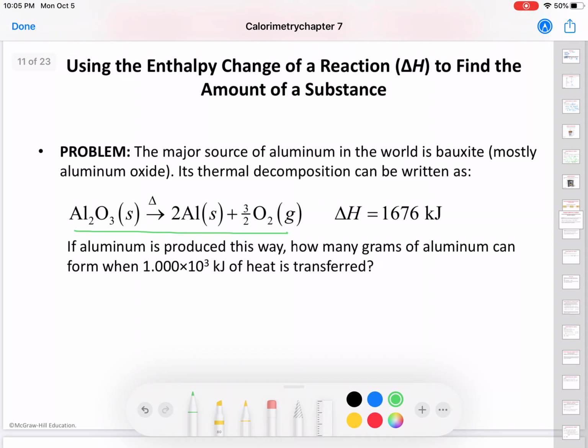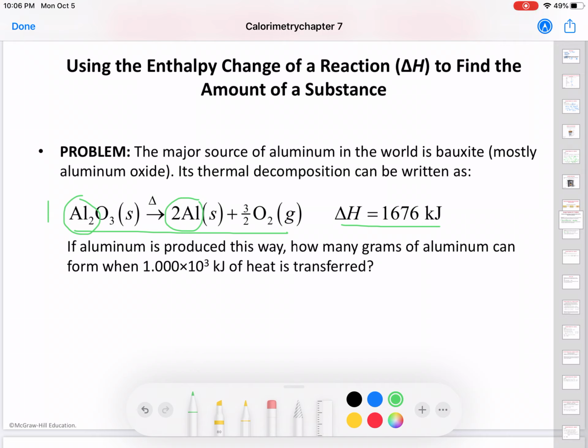In this balanced equation, there are 2 aluminums on the left side and 2 aluminums on the right side, and there are 3 oxygens on the left and 3 oxygens on the right. So this is balanced. In this balanced equation, 1676 kilojoules is absorbed when 1 mole of aluminum oxide reacts, when 2 moles of aluminum are formed, or 3/2 moles of oxygen are generated. So that is the relationship.